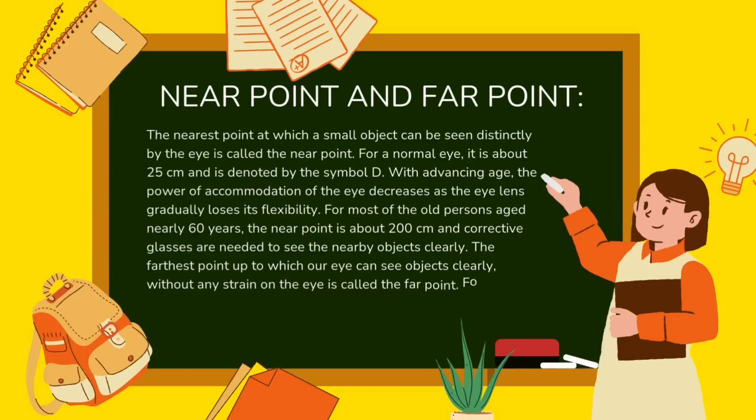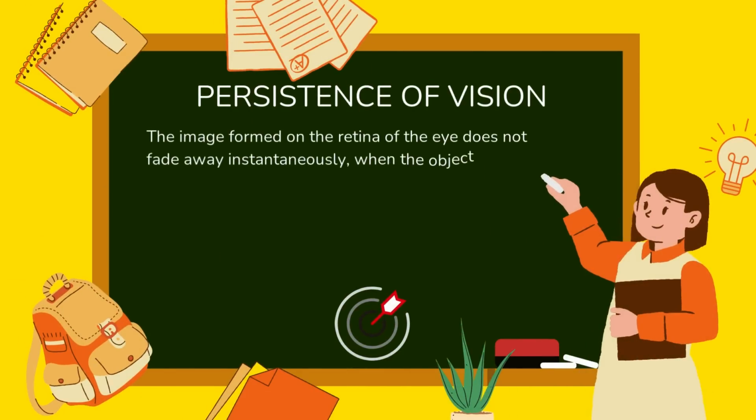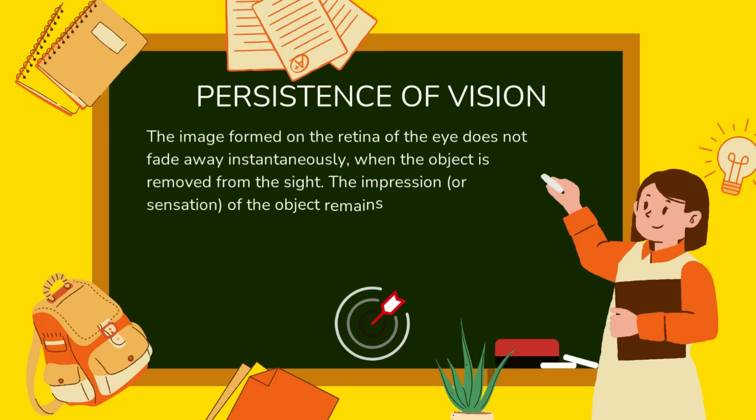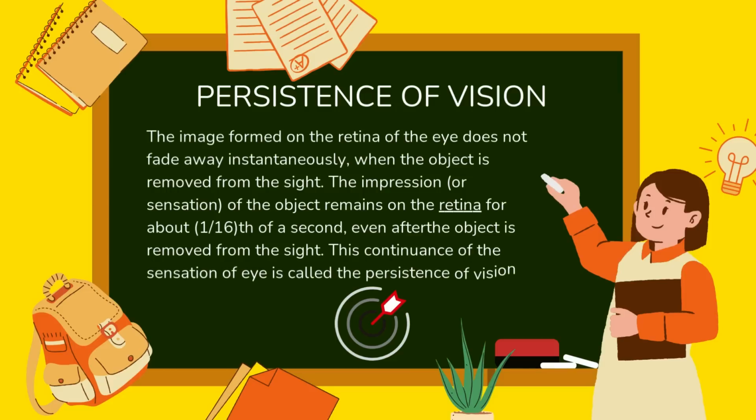The farthest point up to which our eye can see objects clearly, without any strain on the eye, is called the far point. For a person with normal vision, the far point is at infinity. Persistence of vision. The image formed on the retina of the eye does not fade away instantaneously when the object is removed from the sight. The impression, or sensation, of the object remains on the retina for about 1/16th of a second, even after the object is removed from the sight. This continuance of the sensation of the eye is called the persistence of vision.